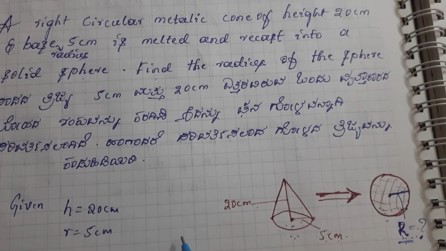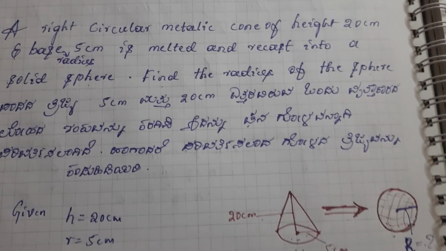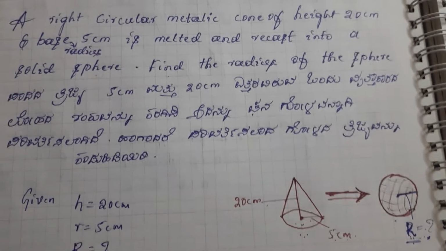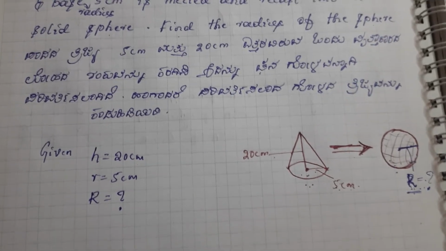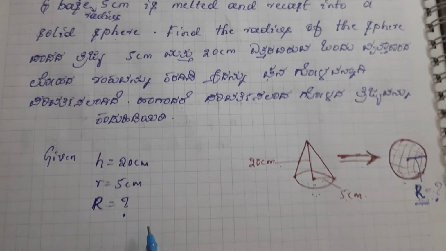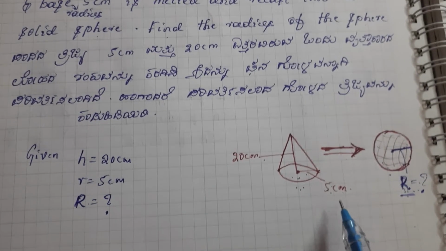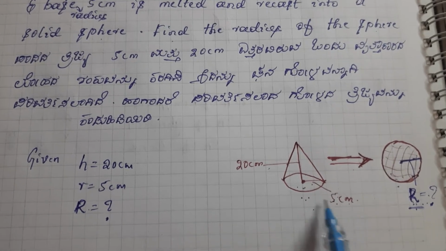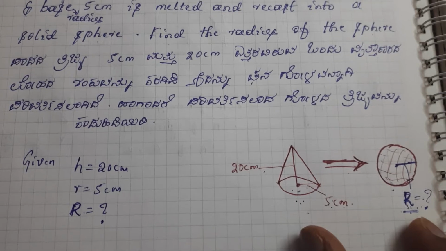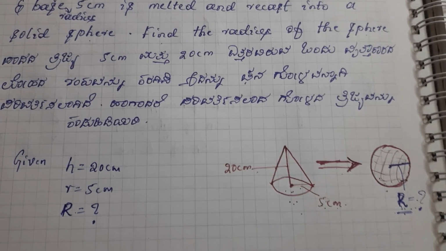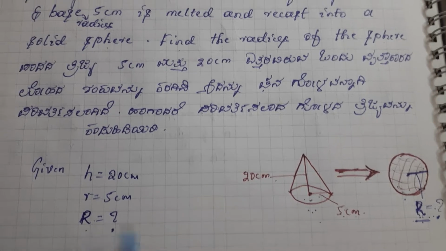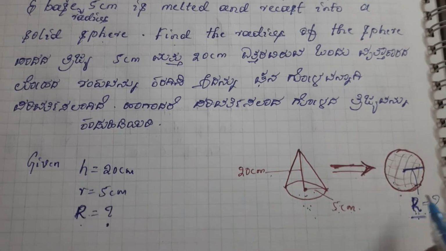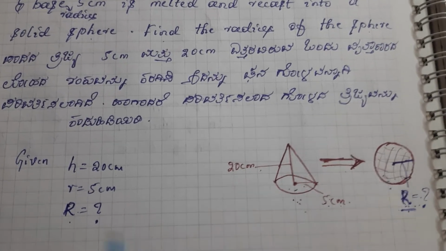And what we have to calculate is the radius of the sphere. So I am going to take the radius of the sphere as capital R. We have to calculate this capital R. Why have we taken capital R? Because when we convert one solid into another solid, the radius will change. That is why you have to take the radius of any one of the solids as capital R.